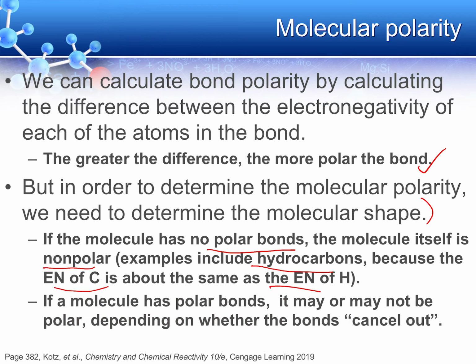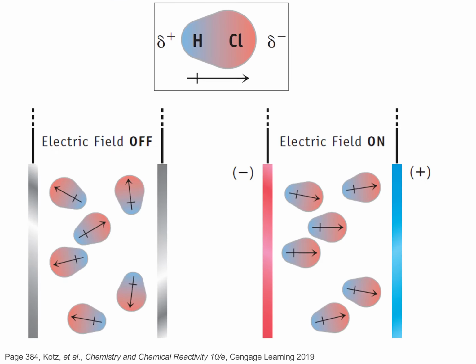So if you have a compound that's composed just of carbon and just of hydrogen, then this will be a nonpolar molecule. But it's possible for a molecule to have polar bonds, but maybe overall the molecule is nonpolar because the bonds may cancel out. So you might remember doing this about a month ago, but I'll remind you.